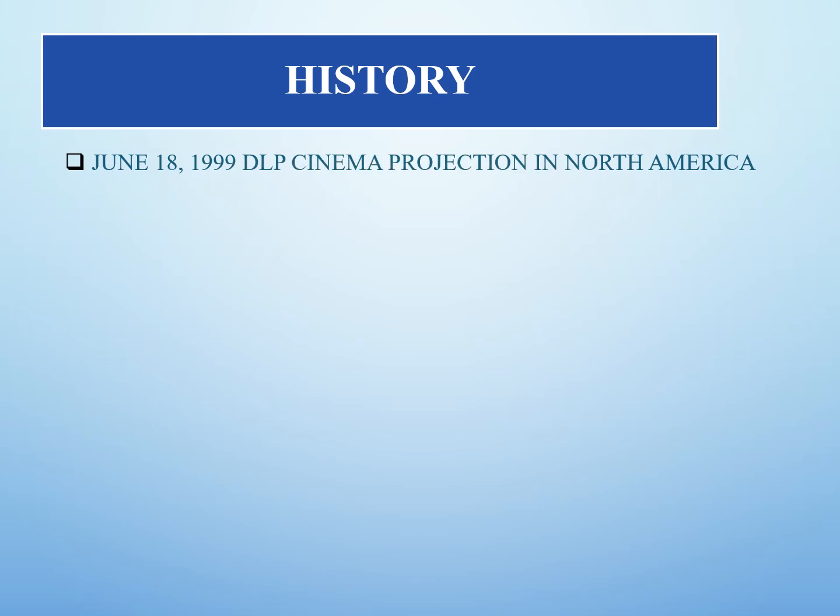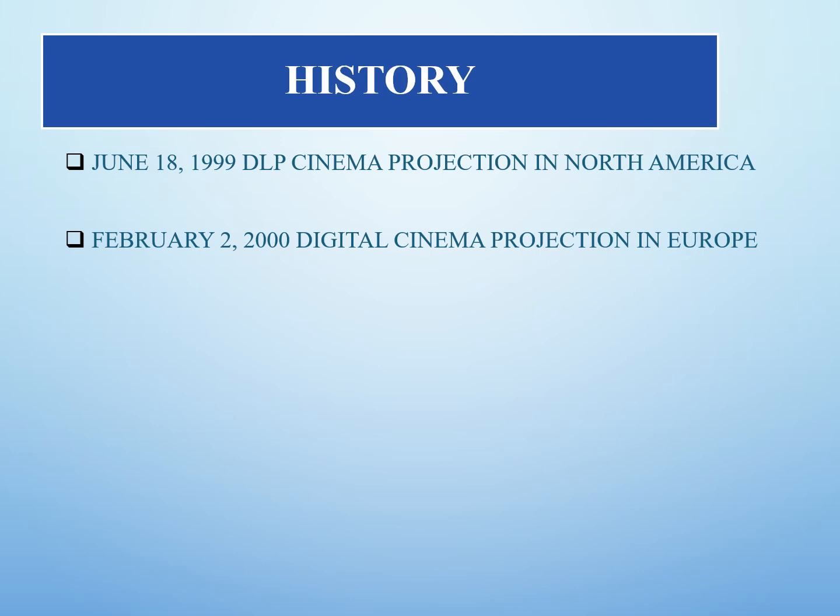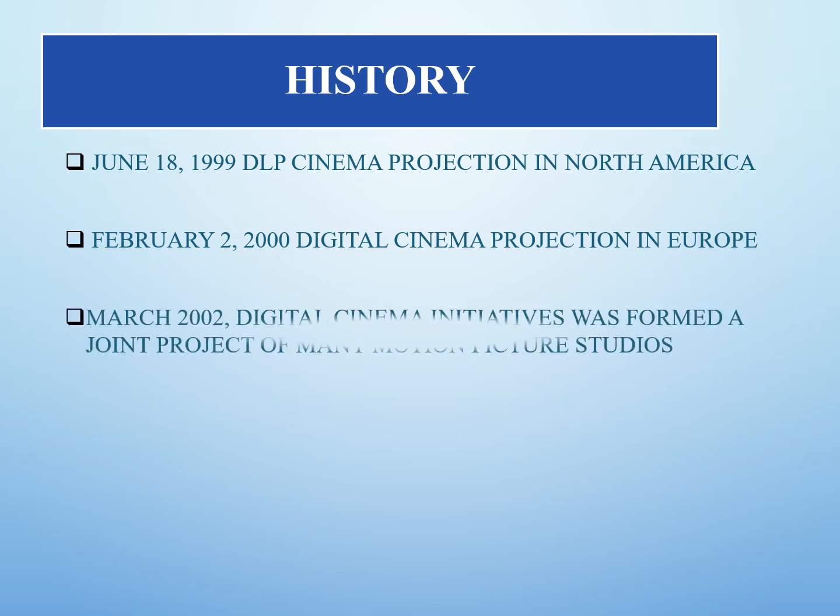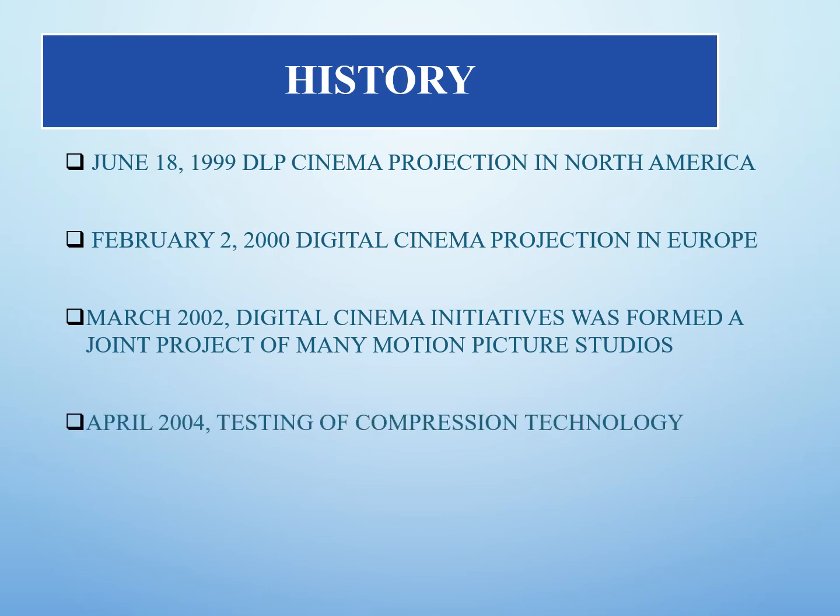On June 18, 1999, DLP cinema projection in North America was started. And then on February 2, 2000, digital cinema projection in Europe was started. In March 2002, Digital Cinema Initiatives was formed, a joint project of many motion picture studios. And then in April 2004, testing of compression technology was started.